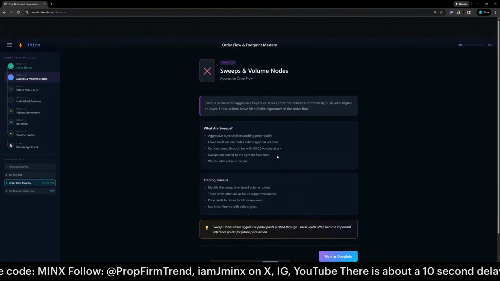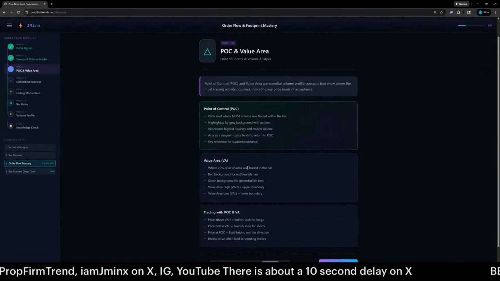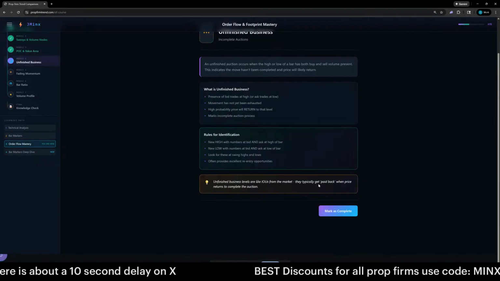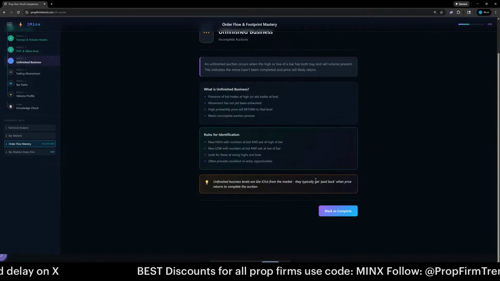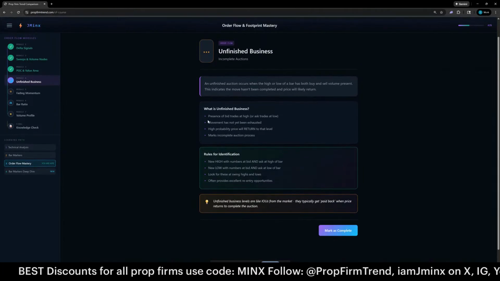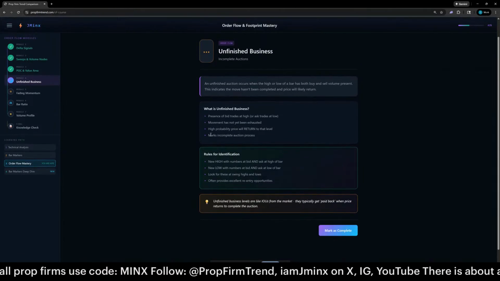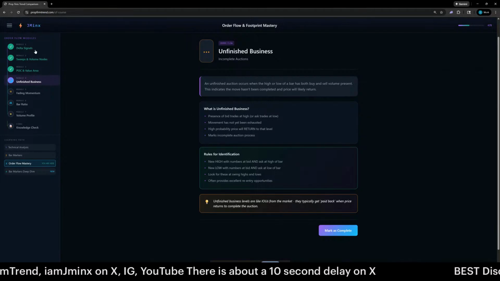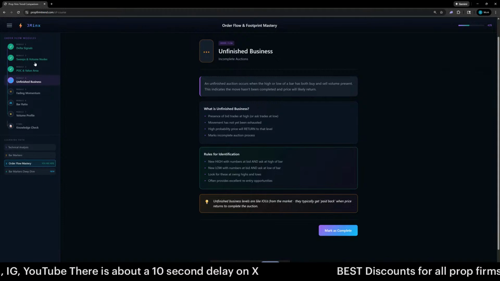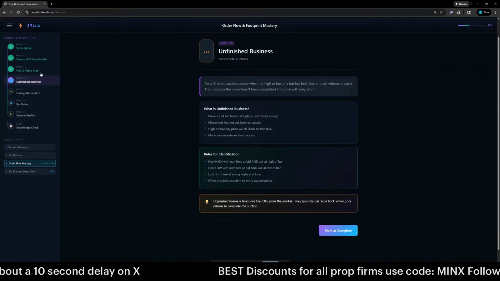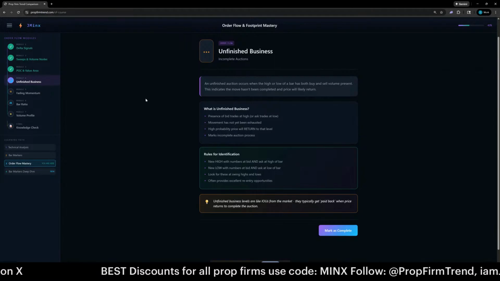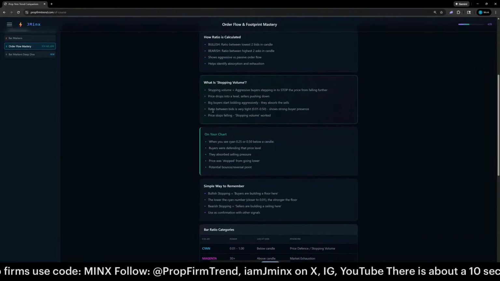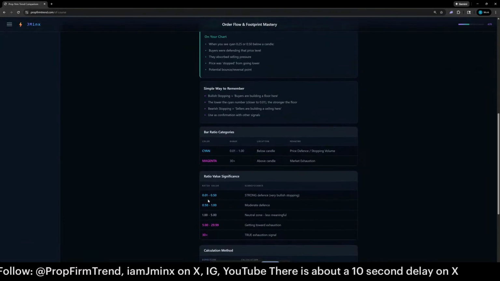So this is more of an explanation of what a value area is, what POC, point of control, is, volume analysis. You guys can go through this later. I'm just showing you what I have in here and what I use for my trades. There are so many different types, but I look at all the signal sweeps, value area, and point of control. I look at unfinished business, fading momentum, bar ratio, what it means.